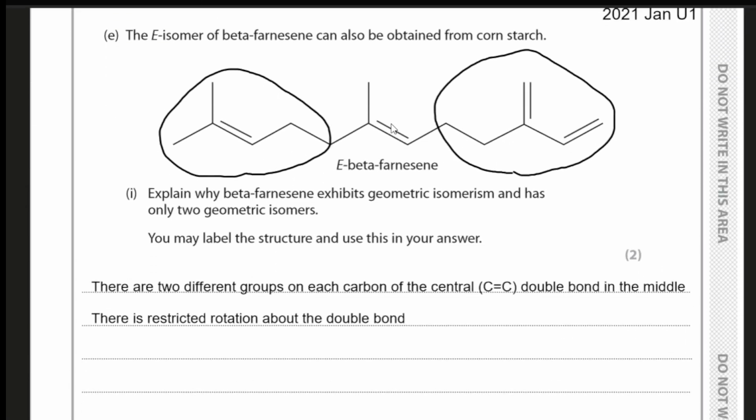Moving on, the E isomer of beta farnesene can also be obtained from one starch. Now explain why beta farnesene exhibits geometric isomerism and has only 2 geometric isomers. You may label the structure and use this in your answer.